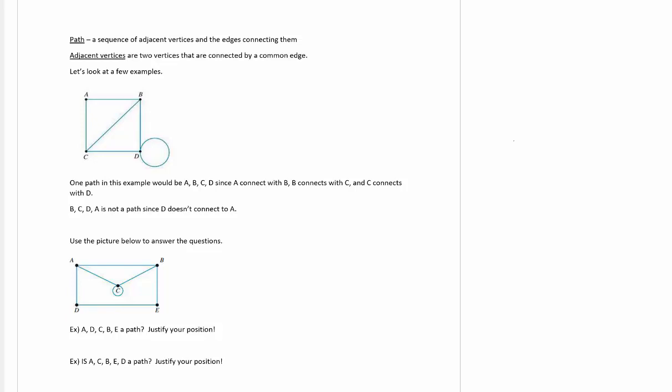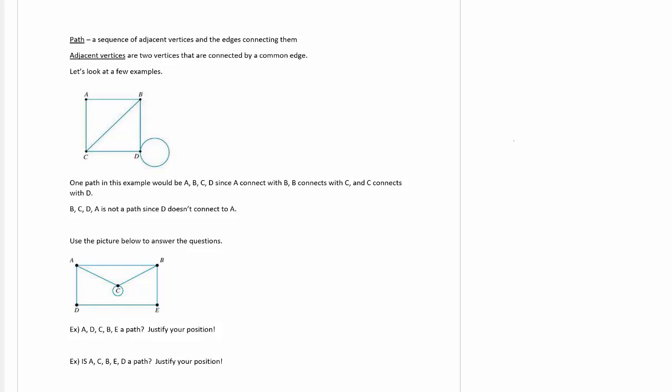In this video, we're going to talk about paths and circuits. So let's start with a path. A path is a sequence of adjacent vertices and the edges containing them. Adjacent vertices are two vertices that are connected by a common edge. So let's take a look at a few examples.